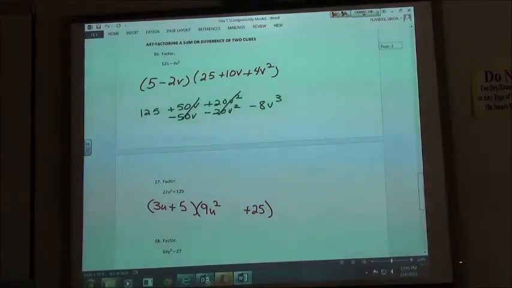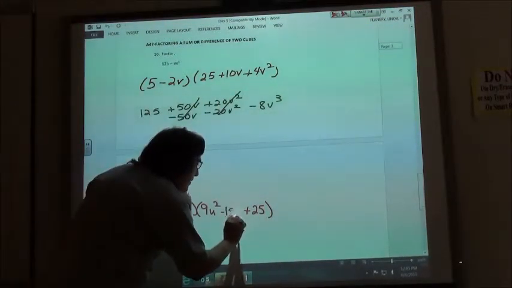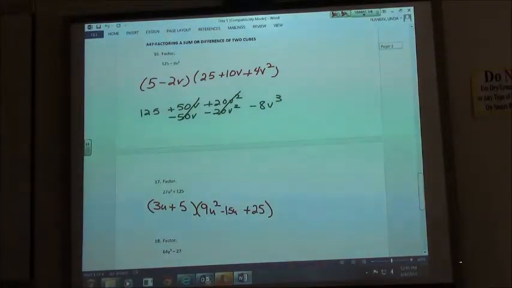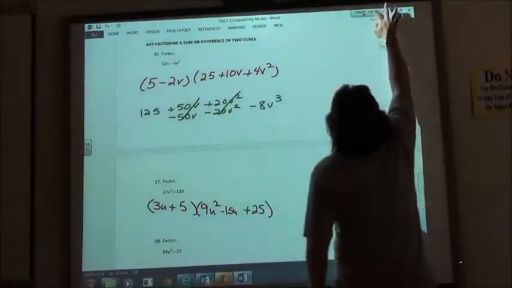My middle term will be negative 15u, the opposite of whatever that product is. So the product would be 15u, so I'm going to put negative 15u in the middle.